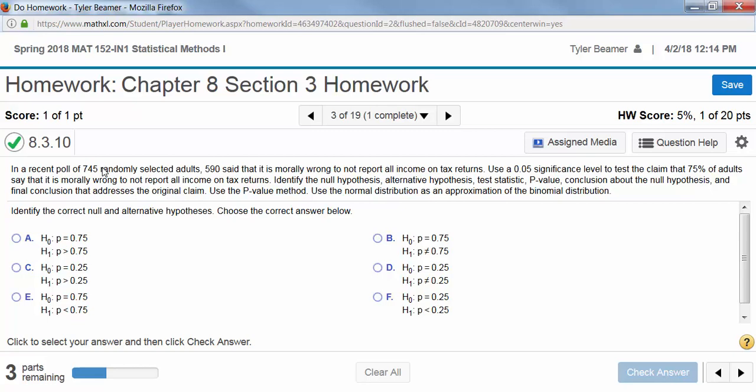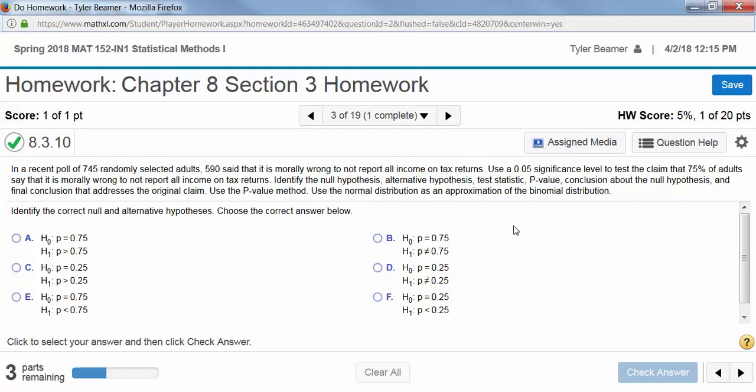You got 745 randomly selected adults. 509 of them said that it was morally wrong not to report all income on tax returns. Use a 0.05 significance level to test a claim that 75% of adults say that it is morally wrong not to report all income on tax returns. Identify the null, alternative hypothesis, test statistic, p-value, conclusion, and then final conclusion. Use the p-value method. Alright, so first thing is to identify the null and alternative hypothesis.